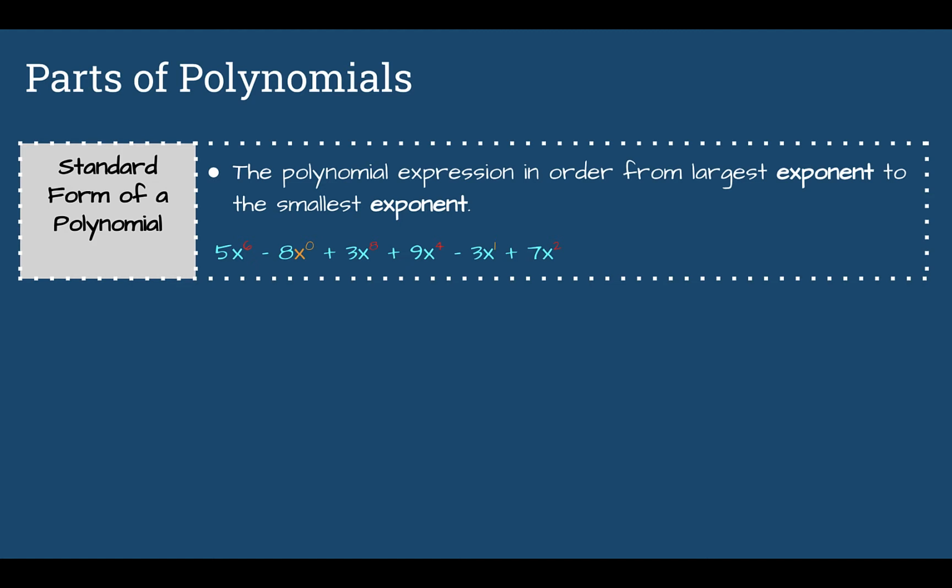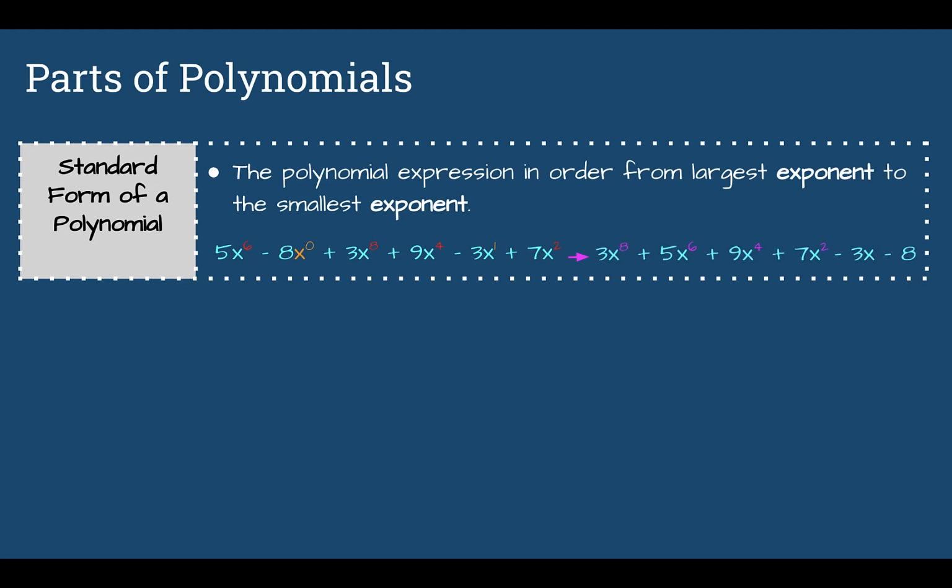So when you don't see a variable at all, that's like having no x's, no variables. So -8 there has 0 x's with it. When you see no exponent, like -3x, it doesn't have an exponent, but there's still 1 x involved in that situation. So when I'm putting them in order from least to greatest, I need to think of those as 1 and 0.